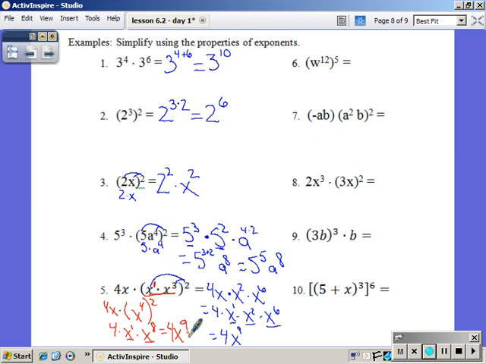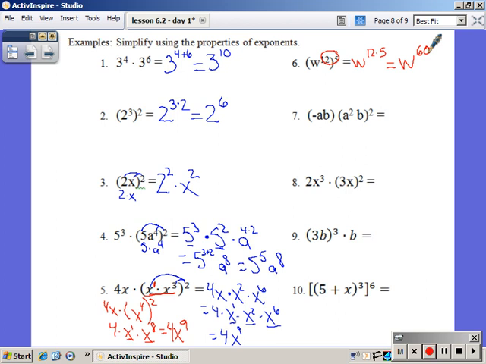Jumping up there then to number 6, power of a power. We are going to multiply those. So power of a power multiply, 12 times 5 is 60. So w to the 60th.